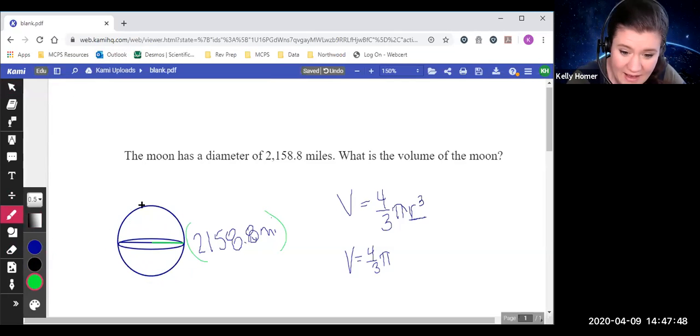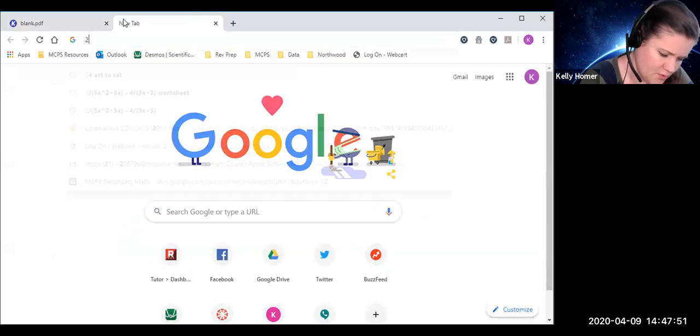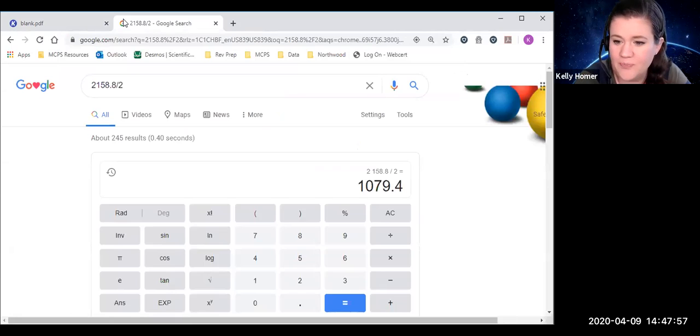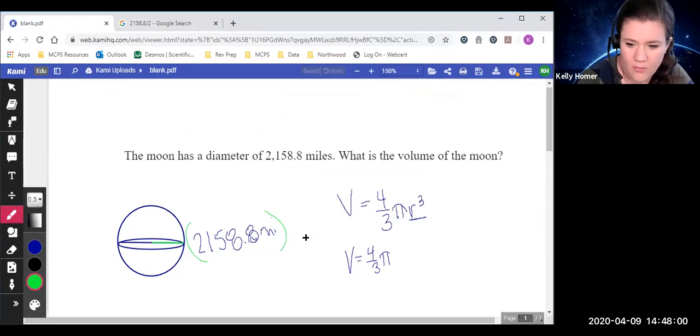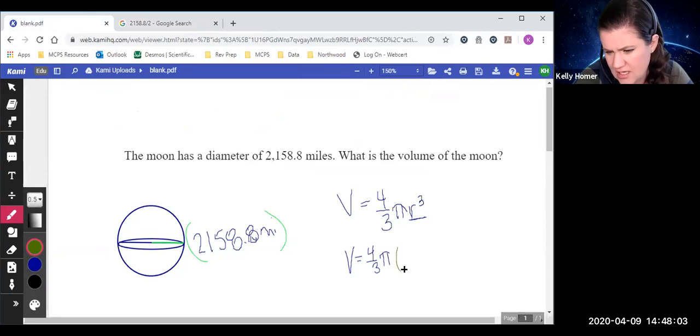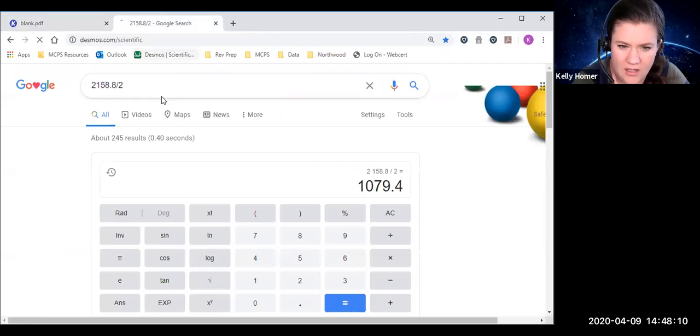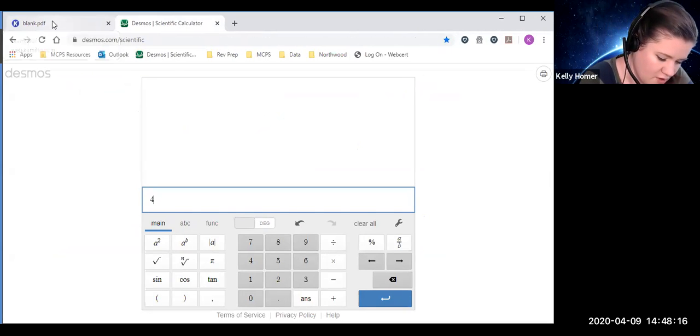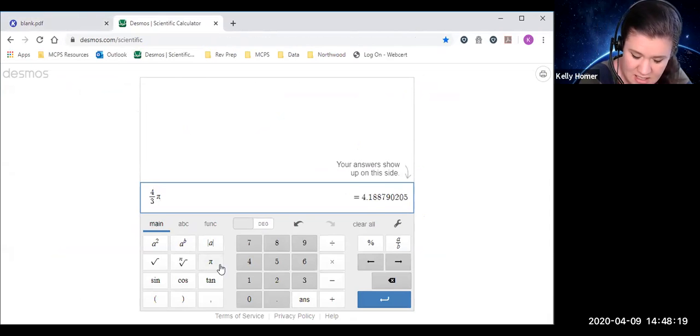So we need to find out what half of 2158.8 is, 2158.8 divided by 2. I meant to put that in decimals, but you know what? Google does it too. 1,079.4. So my radius is 1,079.4, and I want to cube that. All right, I don't like Google Calculator. I prefer decimals, so, you know, to each their own. So we want to do 4/3 times pi times my r cubed. Well, that's going to be 70979.4. I hope I said that right. Cubed. All right. So this is giant.